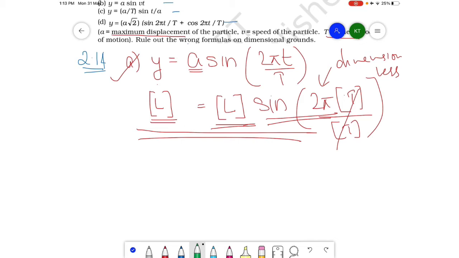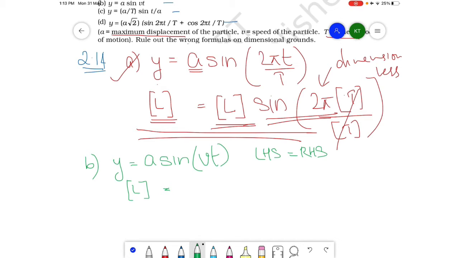What about the second one? The second one is y equal to a sine vt. We know y is displacement, so the LHS is L. We should determine whether LHS is equal to RHS. If the dimensions are equal, the equation is correct. If it is not equal, the equation is wrong. So A is displacement, so that is L. Now the sine of a quantity should be dimensionless.